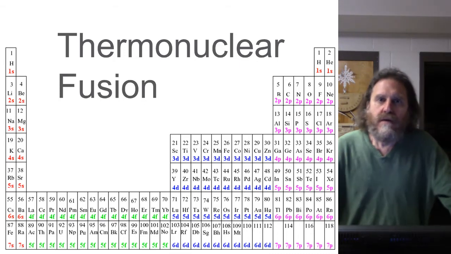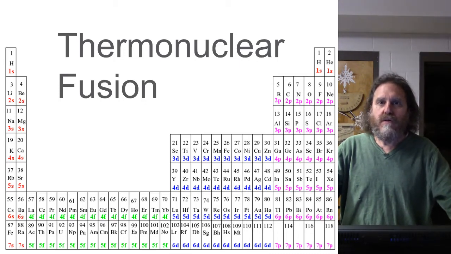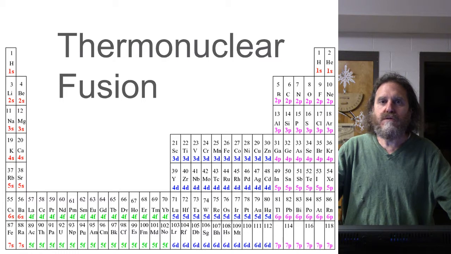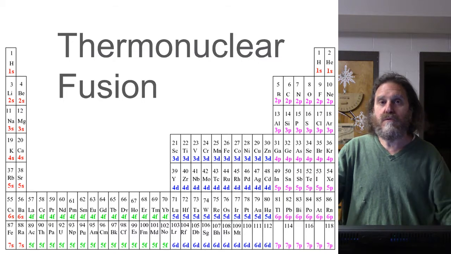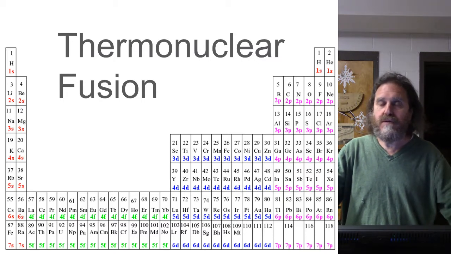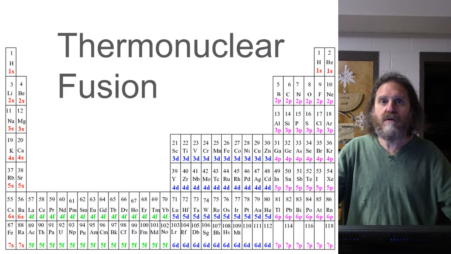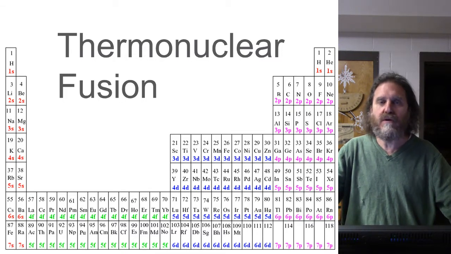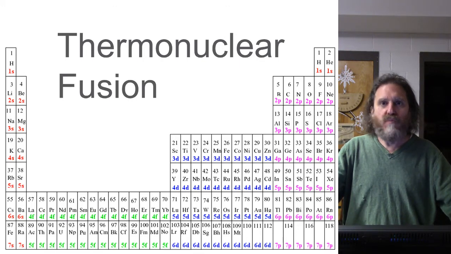Hello again. Today I want to talk about thermonuclear fusion. This is a nuclear process that occurs inside the Sun and other stars, and it's the process that produces energy in the Sun, and it's of course the Sun that powers almost everything on the Earth, including us and the weather and just about everything that happens on the Earth. So it's an important energy source for us, and this is the process that produces that energy.